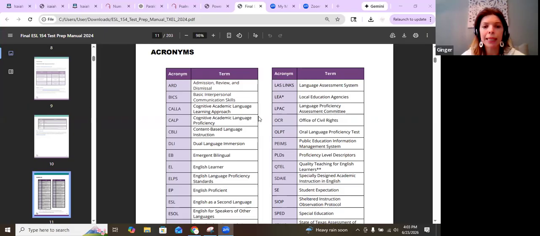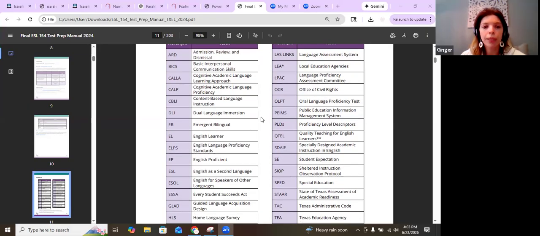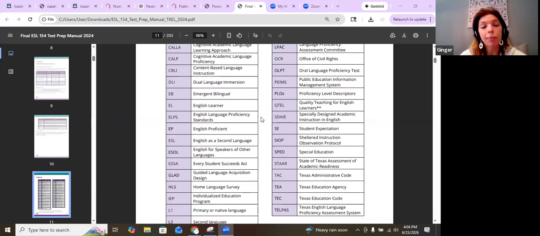EB stands for Emergent Bilingual. EL stands for English Learner. We'll hear that a lot in this book. ELPS stands for English Language Proficiency Standards. EP stands for English Proficient.